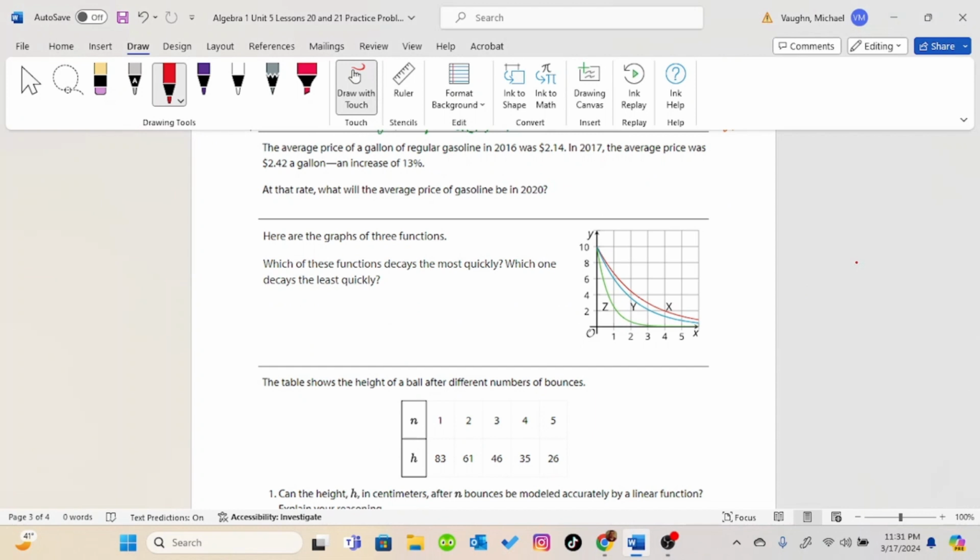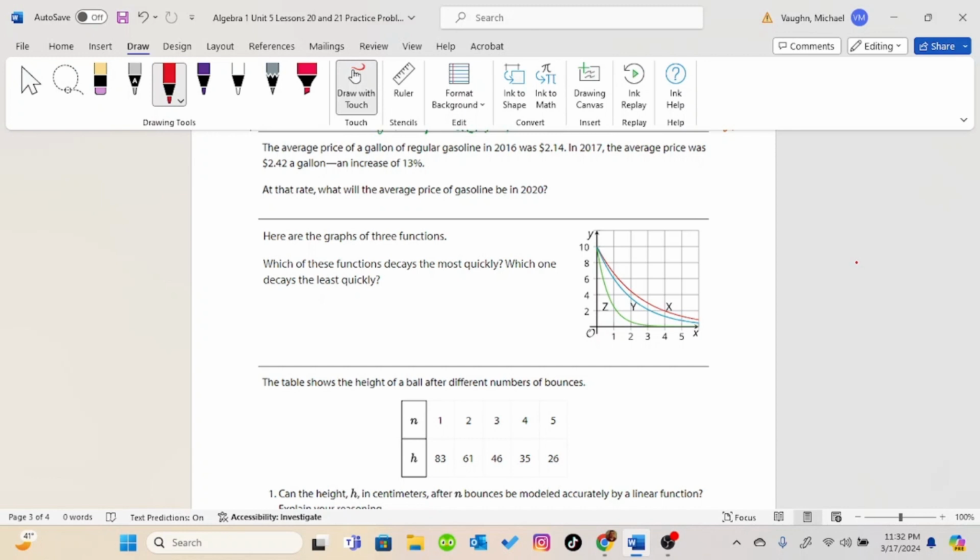The average price of a gallon of regular gasoline in 2016 was $2.14. In 2017, the average price was $2.42 a gallon, an increase of 13%. At that rate, what will the average price of gasoline be in 2020?